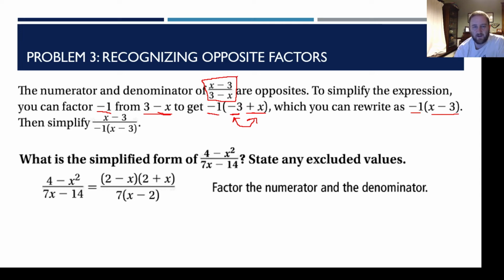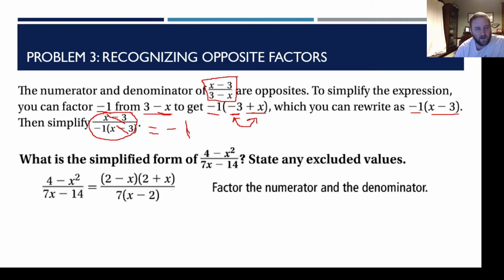So then basically we have x minus 3 over negative 1 times x minus 3. The x minus 3's can then cancel out, which gets us positive 1 over negative 1, which is just negative 1. All right, so this says, what's the simplified form of 4 minus x squared over 7x minus 14? State any excluded value.